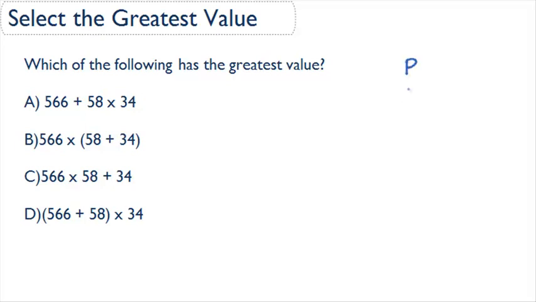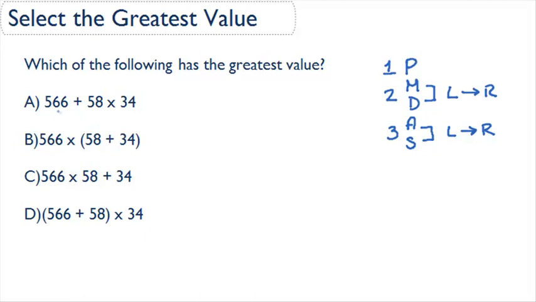We're going to start with parentheses, then we're going to do multiplication and division together, moving left to right. Then we're going to do addition and subtraction together, moving left to right. So we have 3 basic steps. 1 is the parentheses, 2 is multiplication and division, and 3 is addition and subtraction. So let's go through each of our options and see which one has the greatest value.